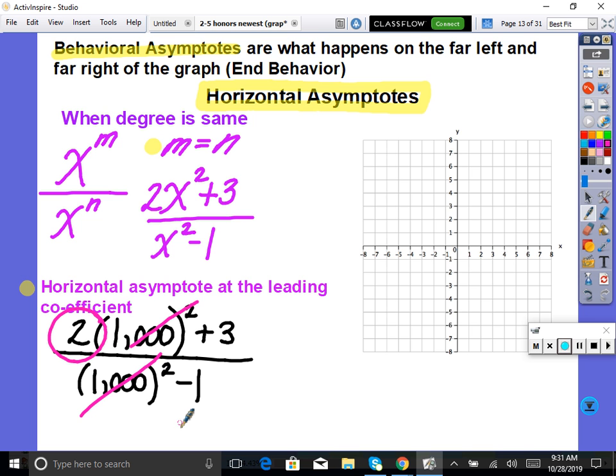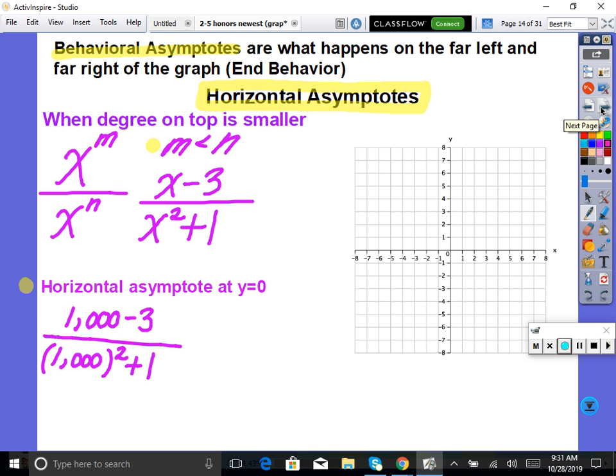So y equals 2. So the degrees are the same. Divide out your leading coefficients. So then you would have a horizontal asymptote at 2. All right, so if the degree on top is smaller than the degree on bottom, it is going to approach 0 every time.